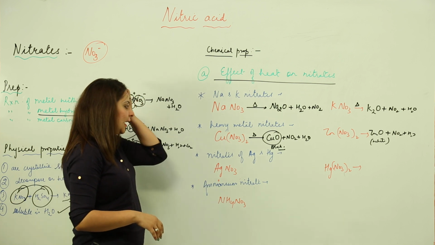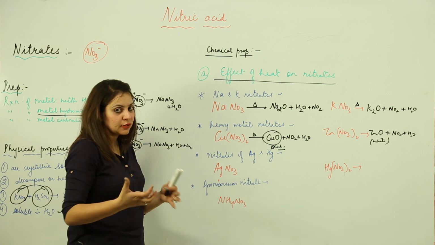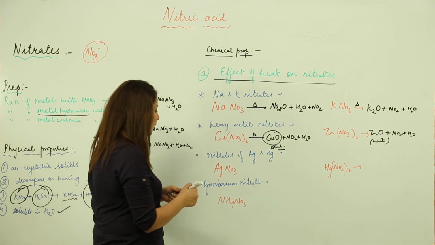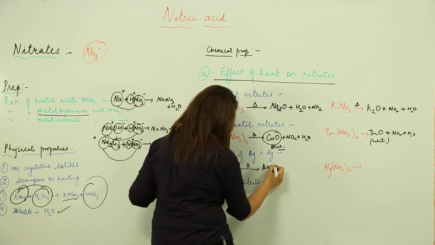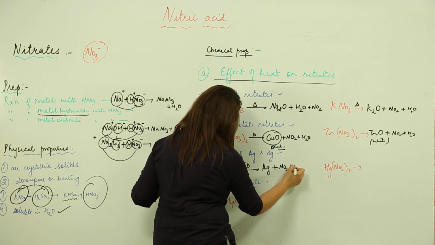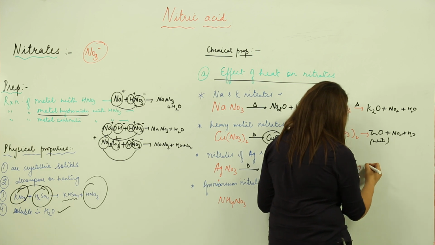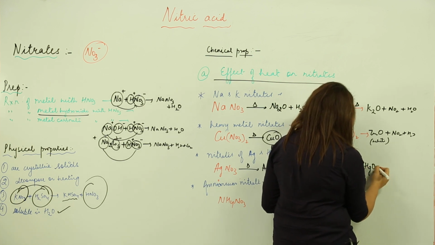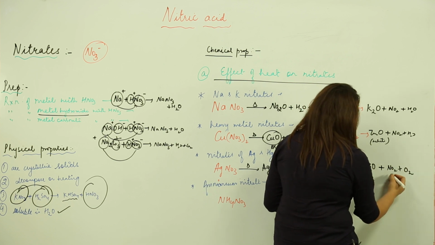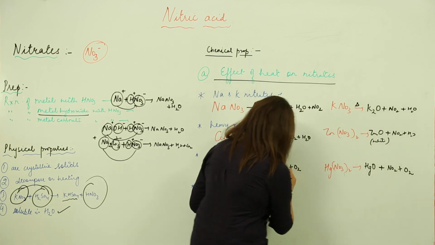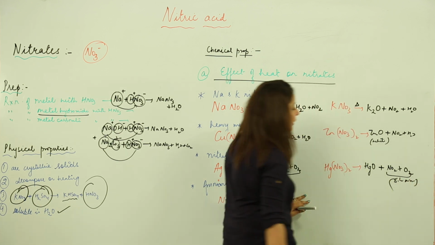Third, we have, as I told you, the silver and mercury, being heavy, but they undergo decomposition somehow in a different manner. So here I have AgNO3. So I am just going to decompose it. So when I decompose it, I get Ag, I get NO2, and along with that I get O2. And likewise, if I do it for mercury nitrate, we get mercurous oxide, NO2 plus O2. This is actually a silver mirror. This will form a silver mirror.